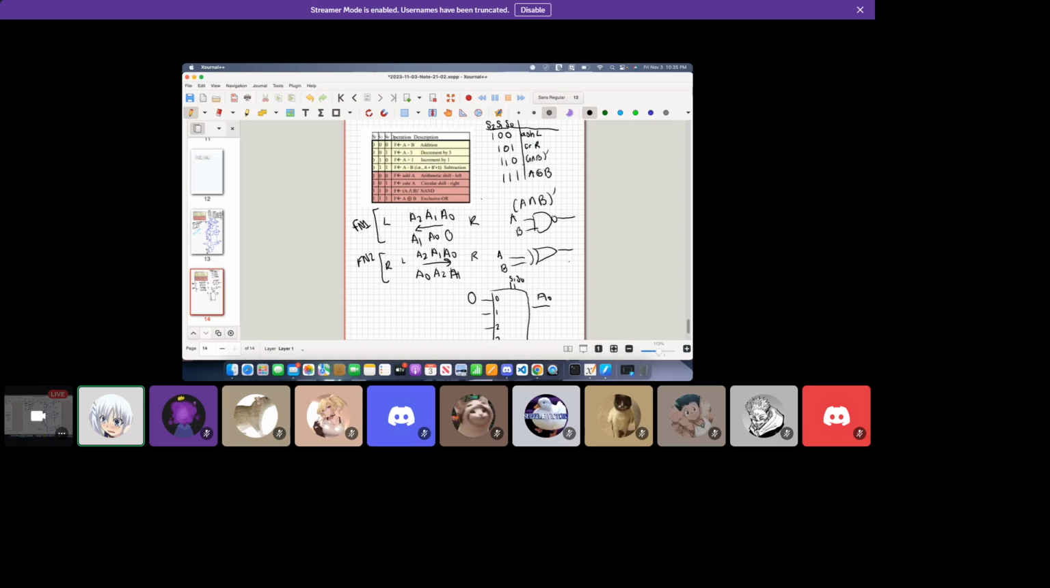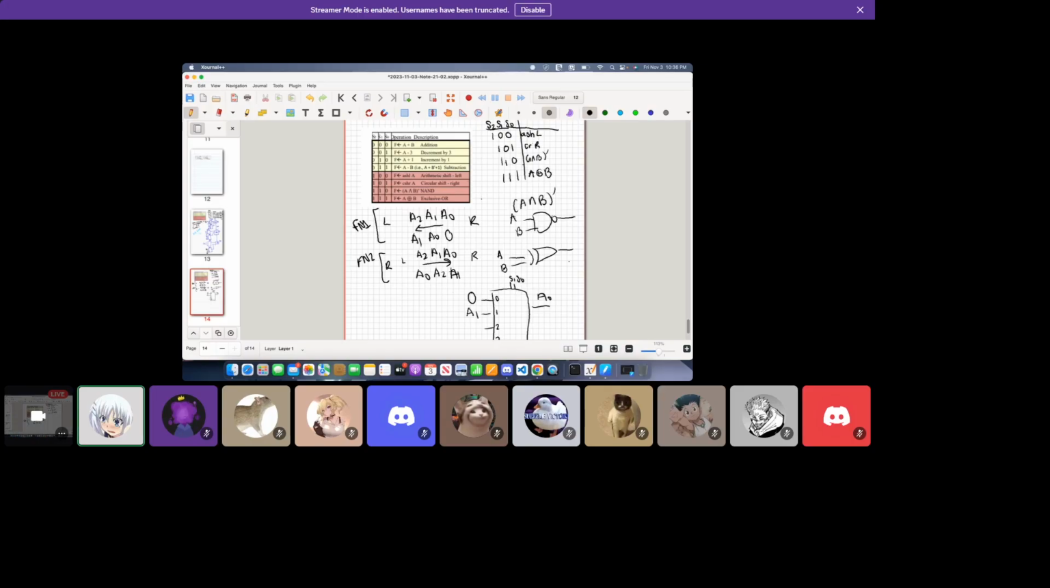When S1 is equal to 0 and S0 is equal to 1, we do circular shift right. As we see here in function 2, A0 gets converted to A1. So we feed in A1. Okay, now we go next.